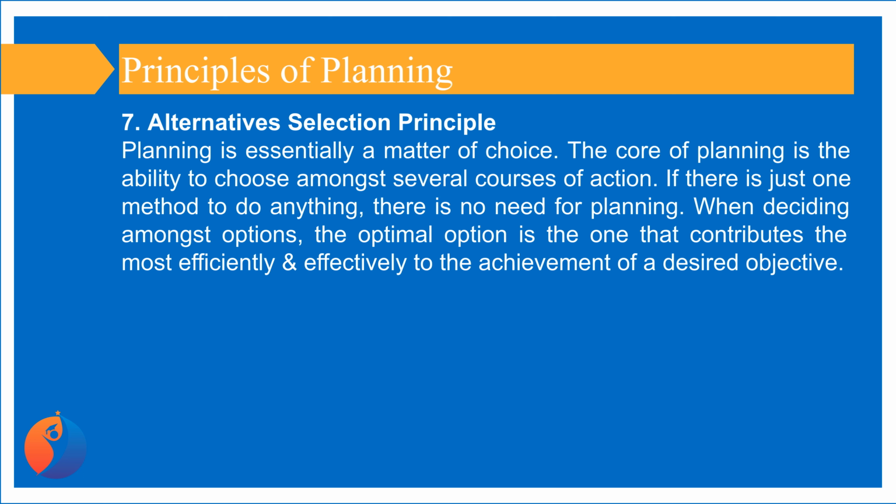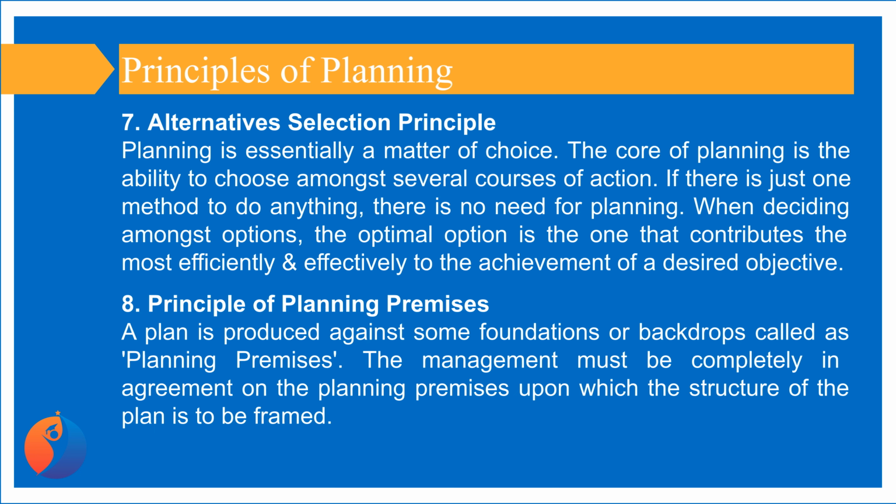Number 7 Alternative Selection Principle. Planning is essentially a matter of choice. The core of planning is the ability to choose amongst several courses of action. If there is just one method to do anything, there is no need for planning. When deciding amongst options, the optimal option is the one that contributes the most efficiently and effectively to the achievement of a desired objective.